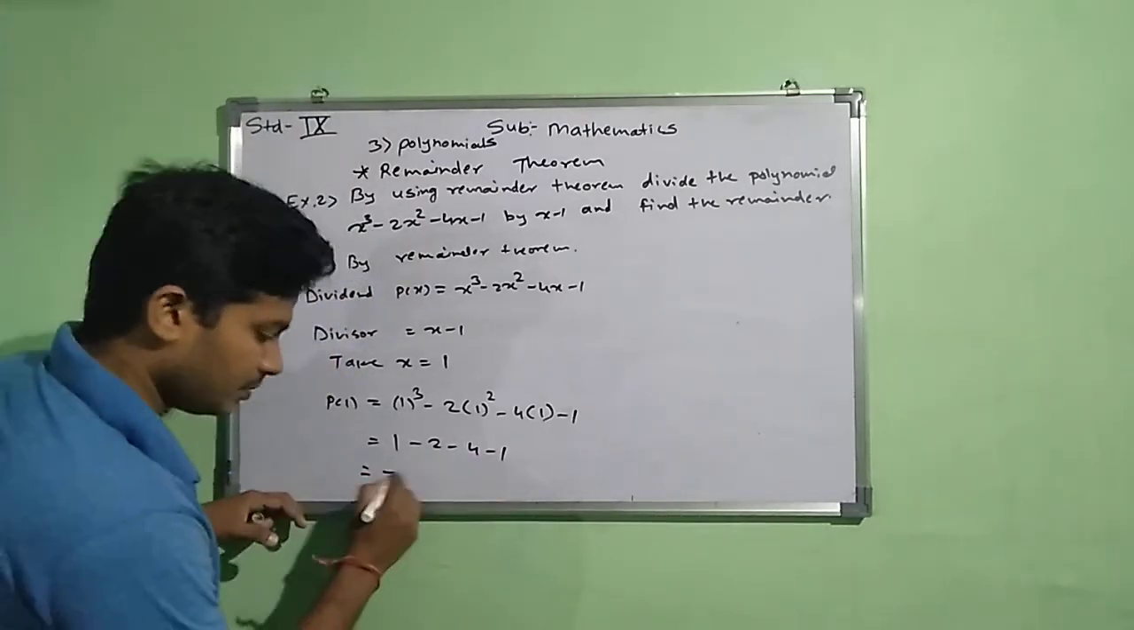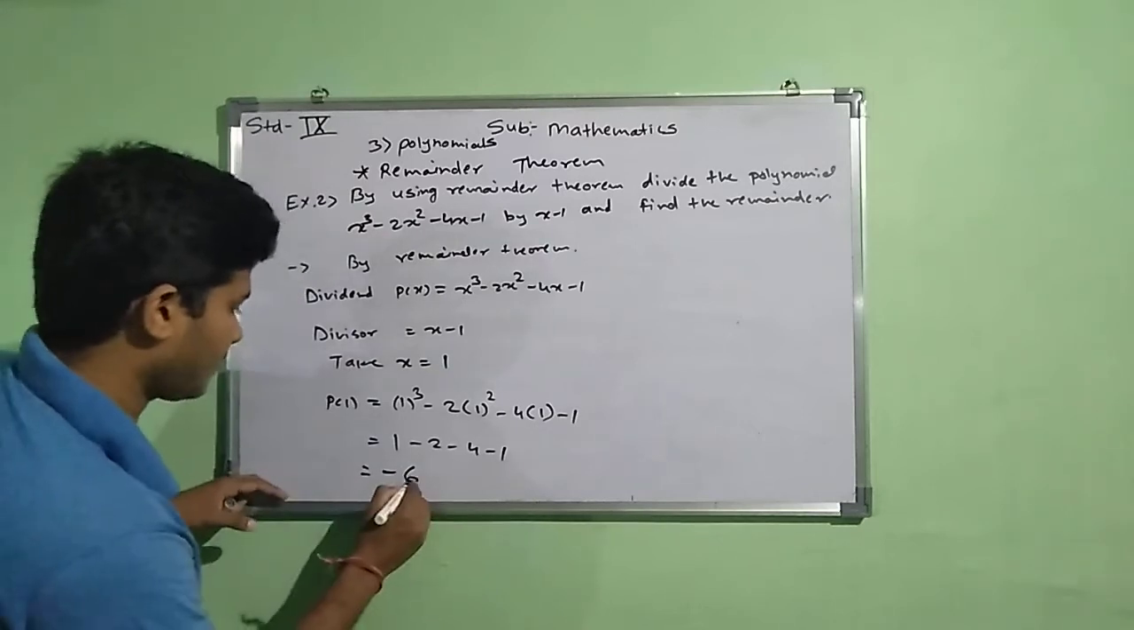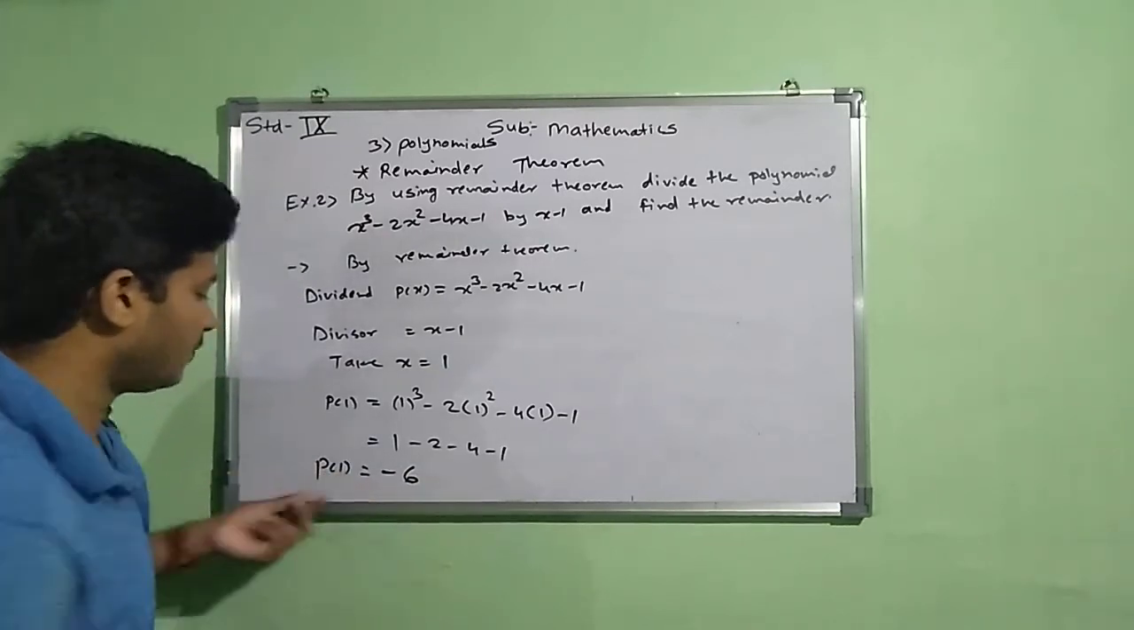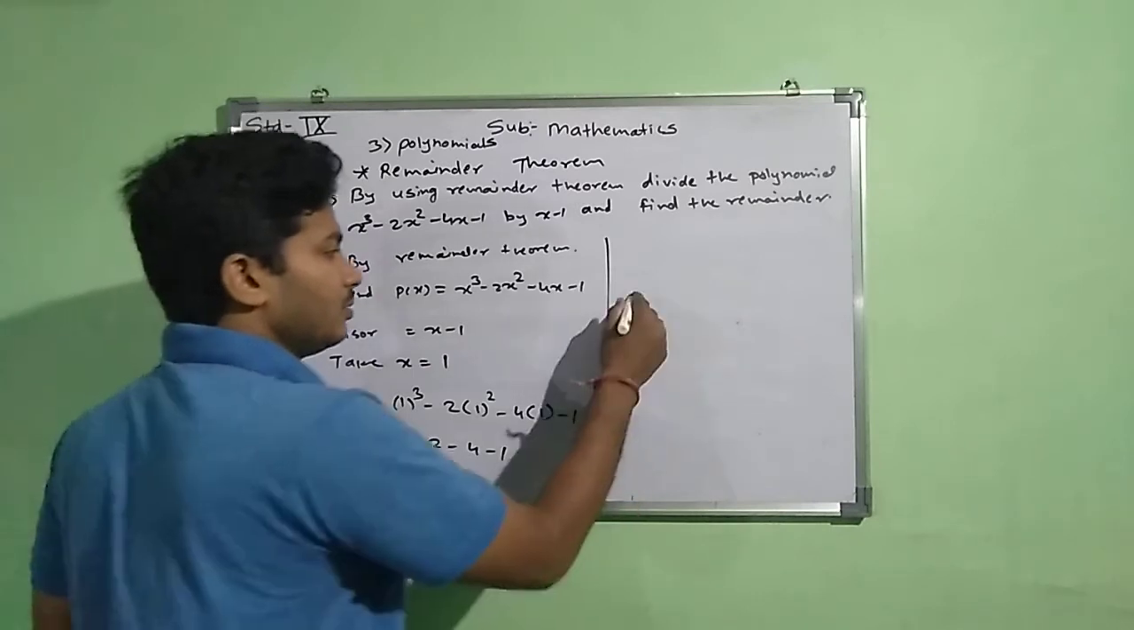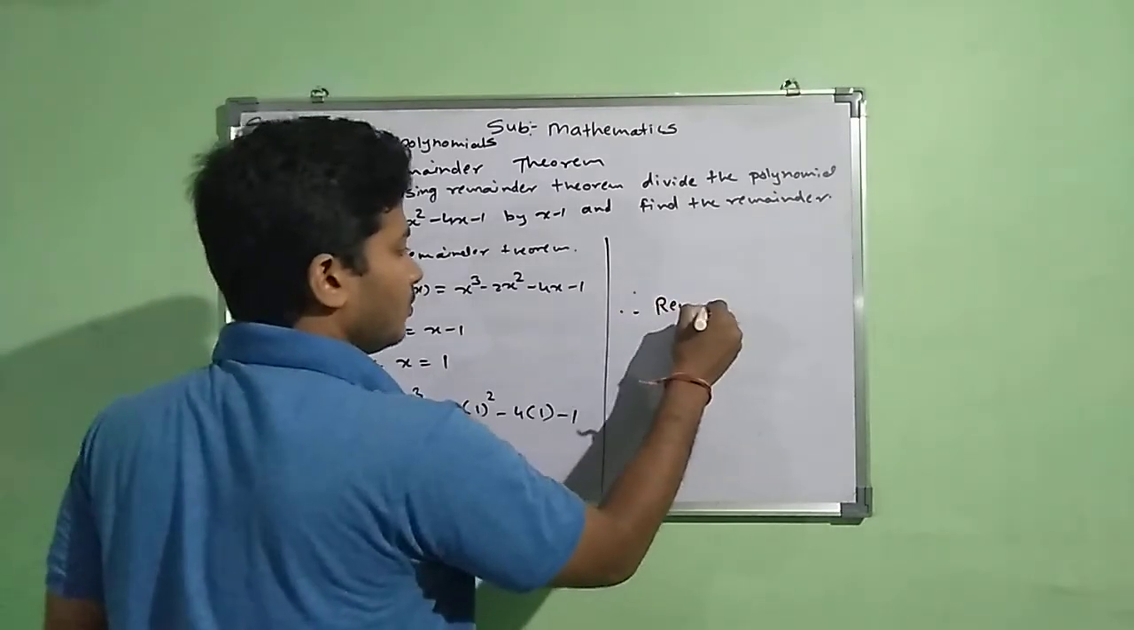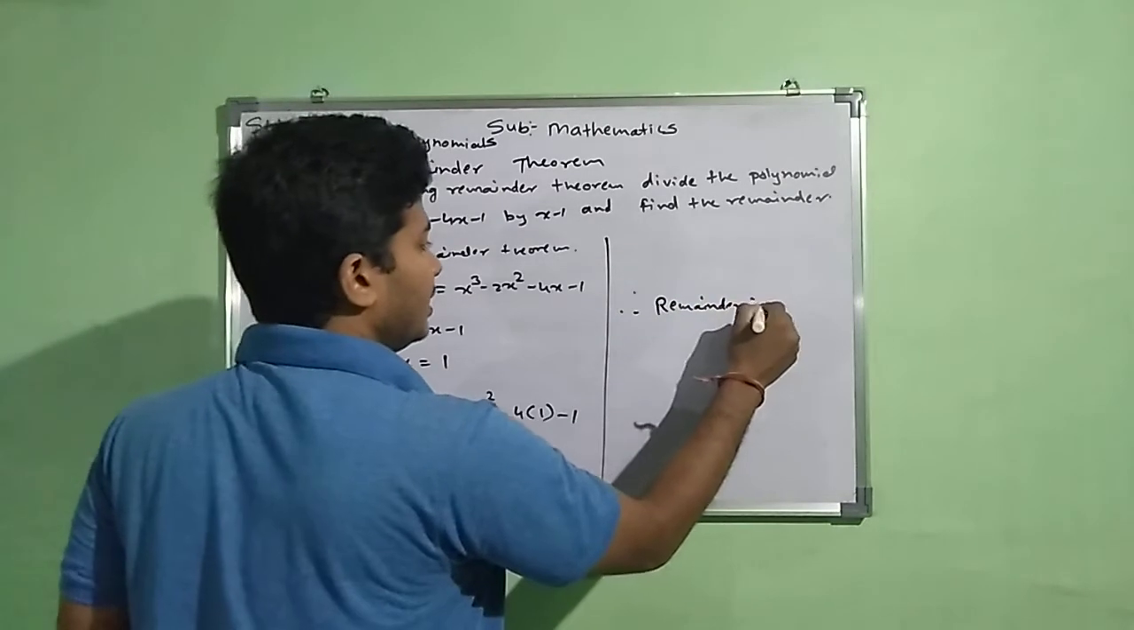So this value will be minus 6. Here we got therefore p of 1 is minus 6. Therefore the remainder is minus 6.